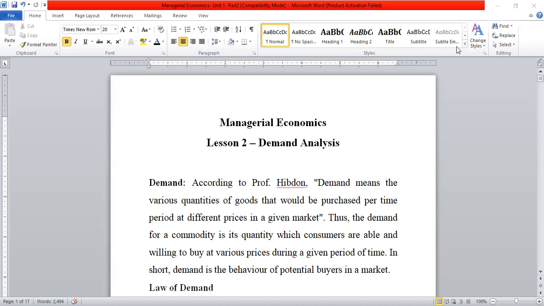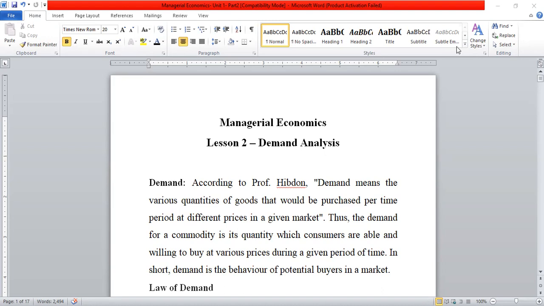And today we have discussed demand analysis. So what is demand? Demand means various quantities of goods that would be purchased per time period at different prices in a given market. According to Professor Hipton, demand means various quantities of goods that would be purchased per time period.